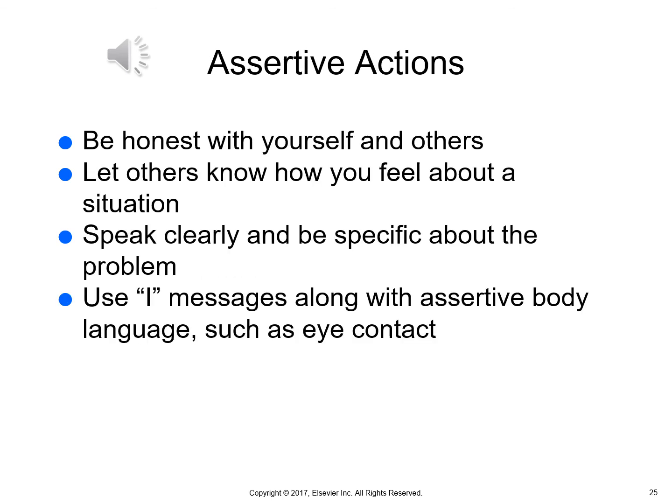Here are some examples of how you can take assertive actions. Be honest with yourself and others. Let others know how you feel about a situation. Speak clearly and be specific about the problem, and use I messages along with assertive body language, such as using good eye contact.